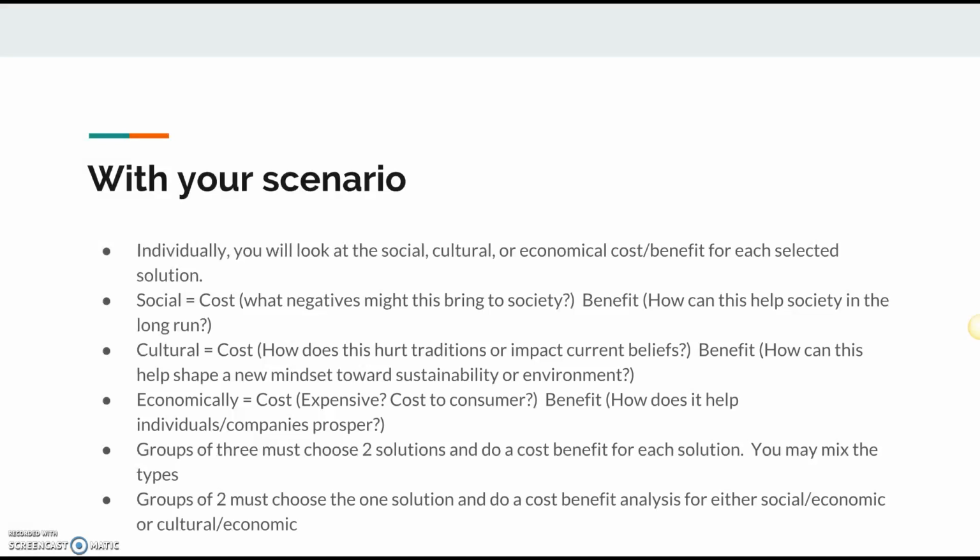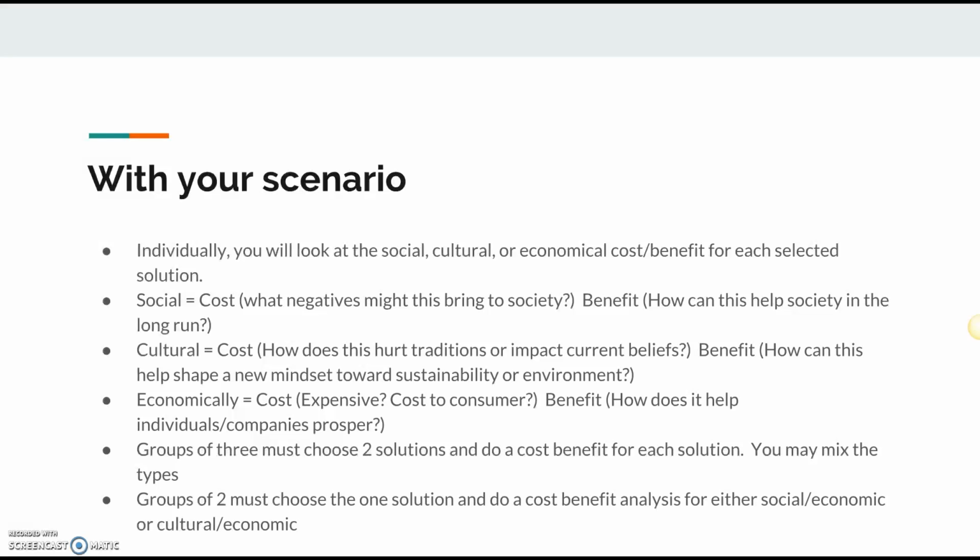And then finally, economically, we're looking at the cost. Is it expensive? What's the cost to the consumer? What are the negative things? Does it require more technology? Does it require a lot of investment? And then the benefits, like what would we get out of it? Would it allow us to be more prosperous? Would it allow us more opportunities for jobs, et cetera?